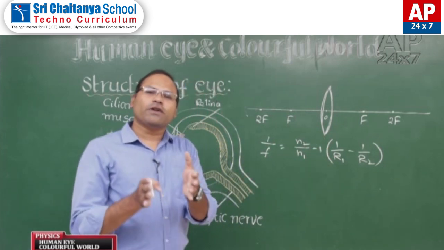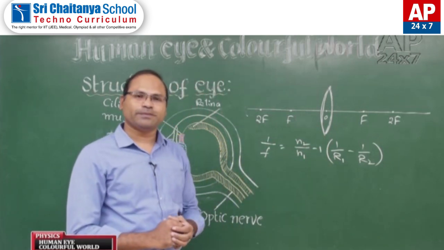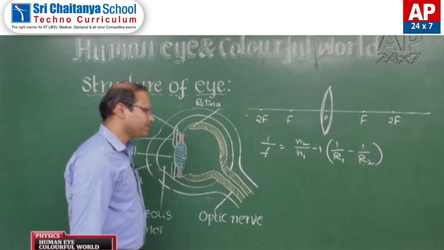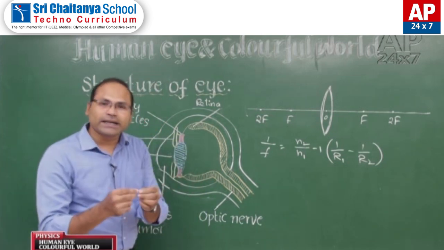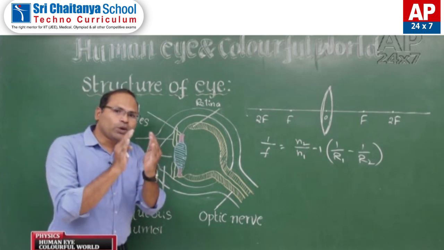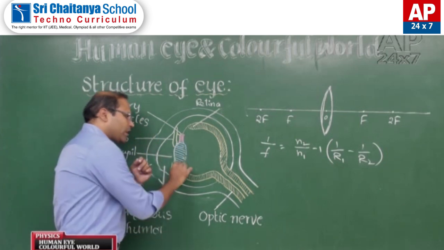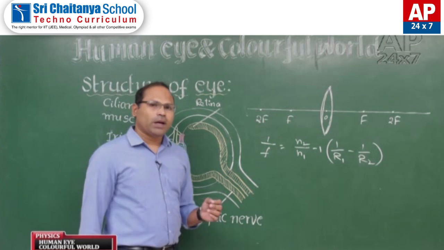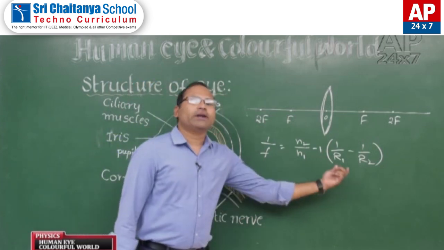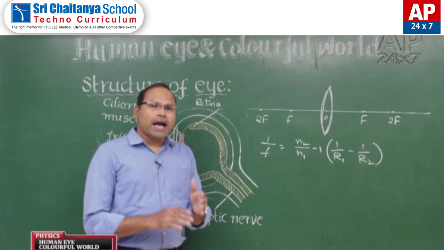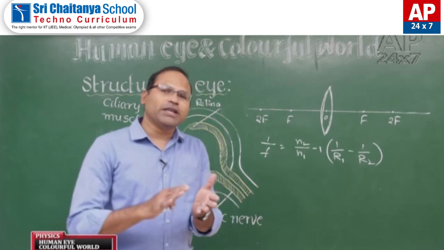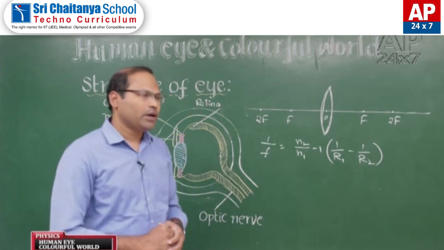Can the radius of curvature of the eye lens be changed? Yes, see the beauty here. Our eye lens is hard at the center, and when you move to the outer edge, it appears fleshy. So the focal length depends on the radius of curvature. You can change the focal length by changing the radius of curvature.